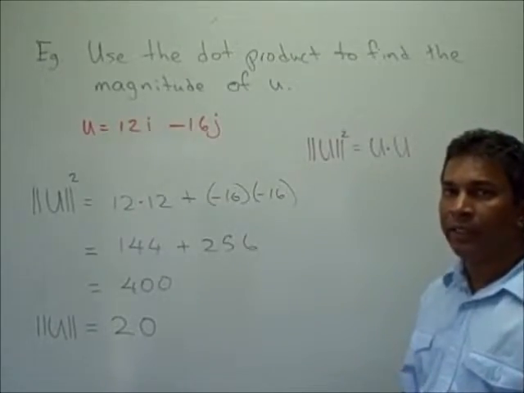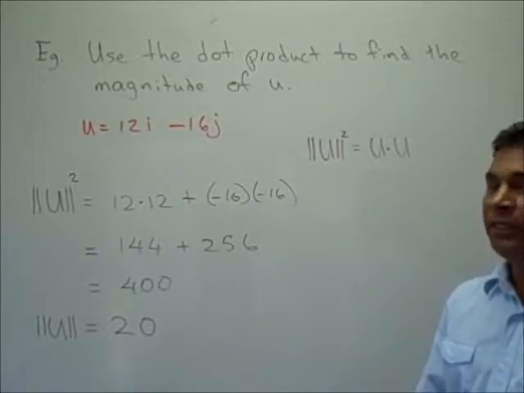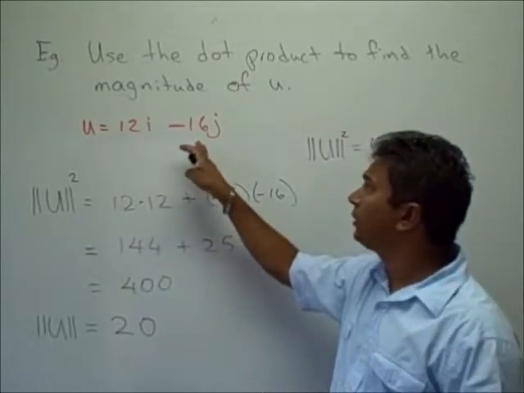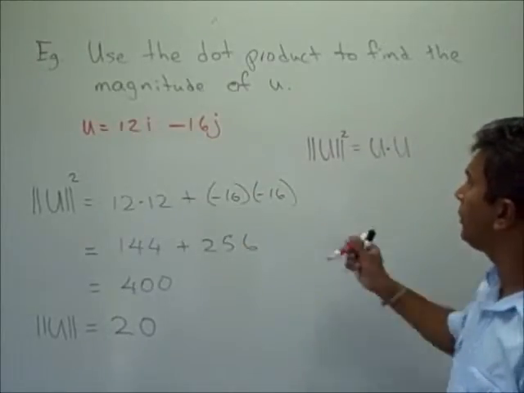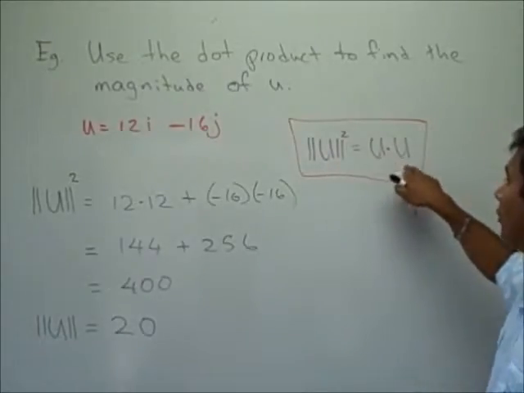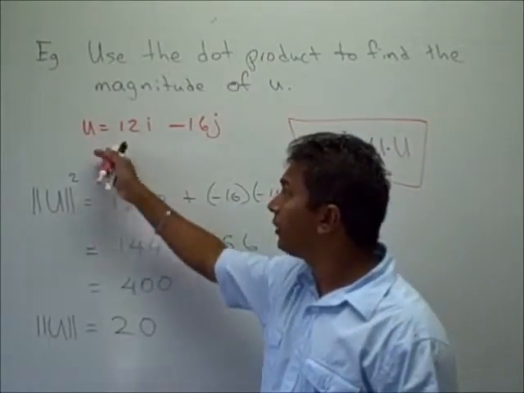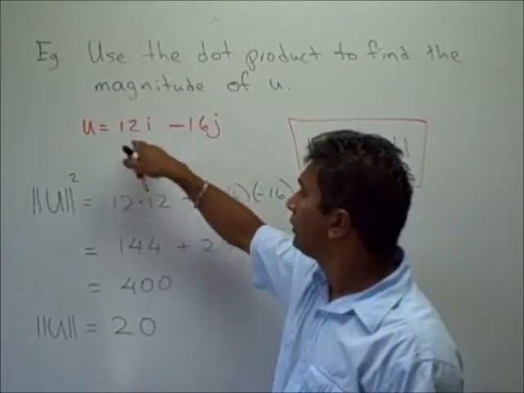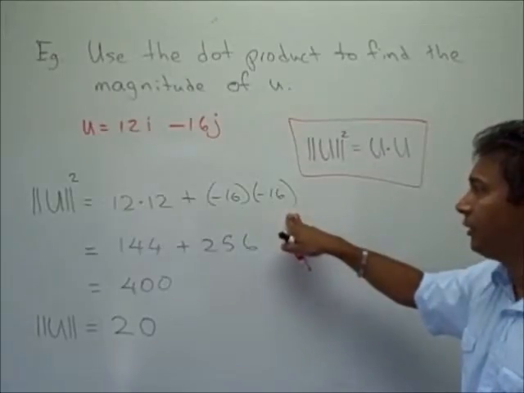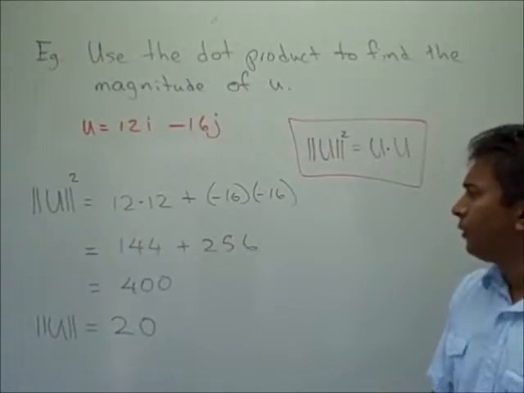Now, one of the many applications of the dot product of a vector is to find its magnitude. We will demonstrate that using this example. Here we're told that u is equal to 12i minus 16j. The formula we use is that the magnitude squared is equal to the dot product of the vector with itself. So this will be 12 times 12 plus -16 times -16. So here we have 144 plus 256, which gives us 400.